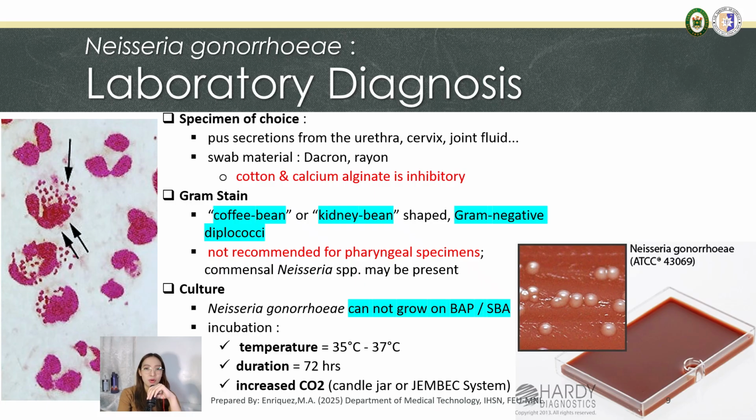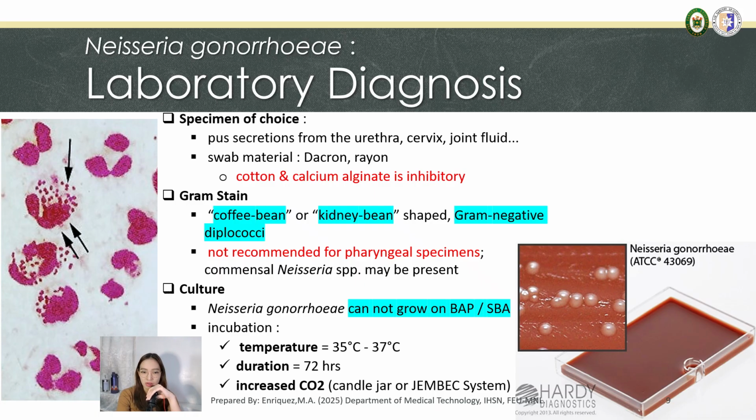Now, for gram staining naman po, gram stain is not recommended for pharyngeal specimens because commensal Neisseria species can be present. Now, the demonstration of gram negative intracellular diplococci from the urethral discharge is evidence of gonococcal infection. The gonococci in pairs with adjacent sides flattened give them a kidney bean or coffee bean shaped appearance. So this photo to the left is what Neisseria gonorrhoeae would look like upon gram staining and microscopy.